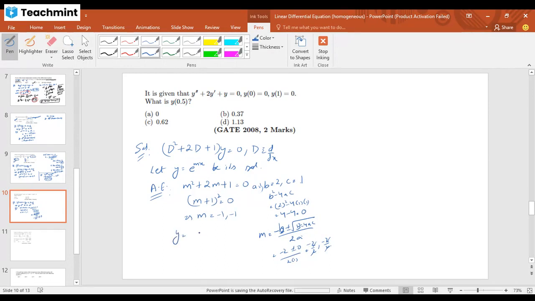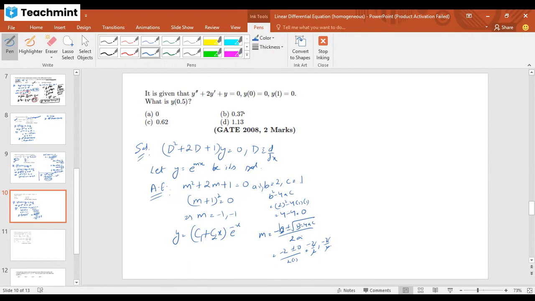So the solution is (c1 plus c2 x) e power minus x. Okay. If the root is repeated 2 times, we get a linear polynomial. If the root is repeated 3 times, we get a quadratic polynomial. If 1 time, then it is simply c1 e power mx.